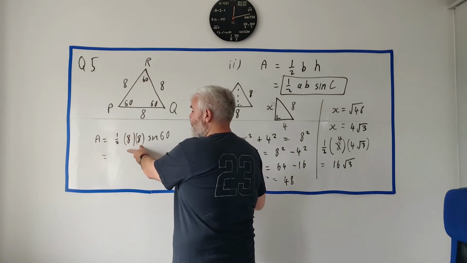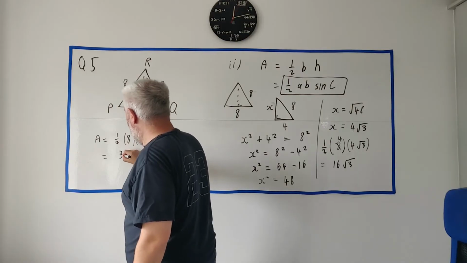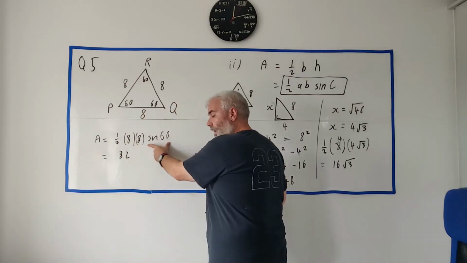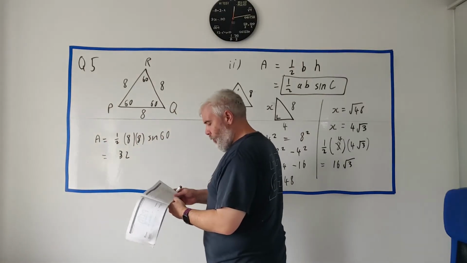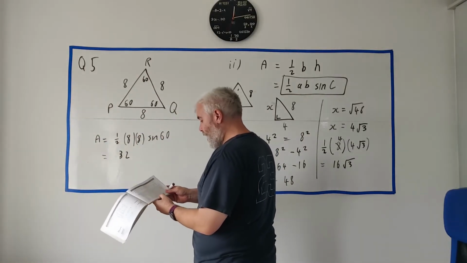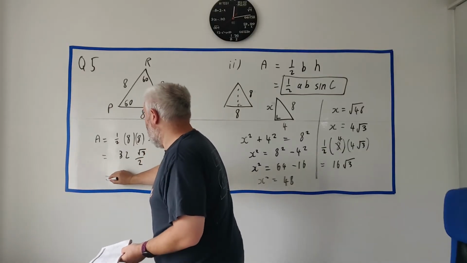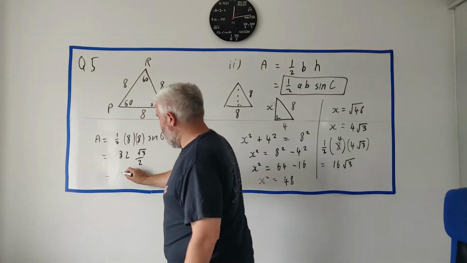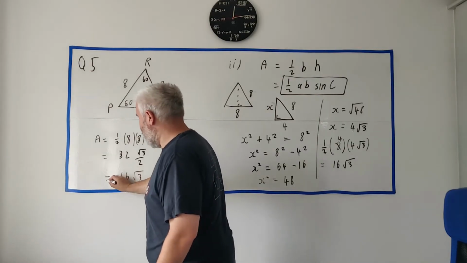8 times 8 is 64. Half of 64 is 32. And again, you either need a calculator for this, or you can look up your formula book. And your formula book will tell you that the sine of 60 degrees is square root of 3 over 2. 32 divided by 2 is 16 multiplied by square root of 3. You get the same answer.